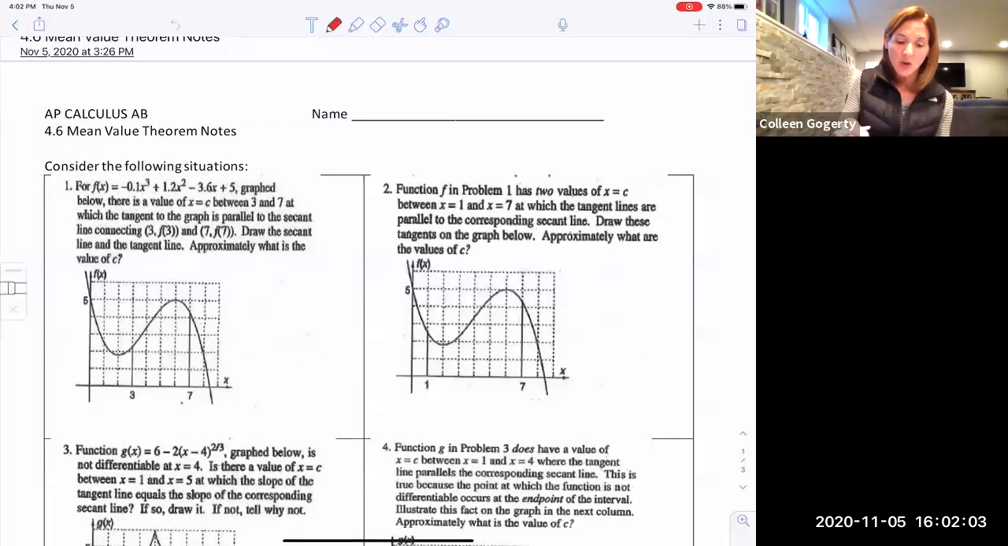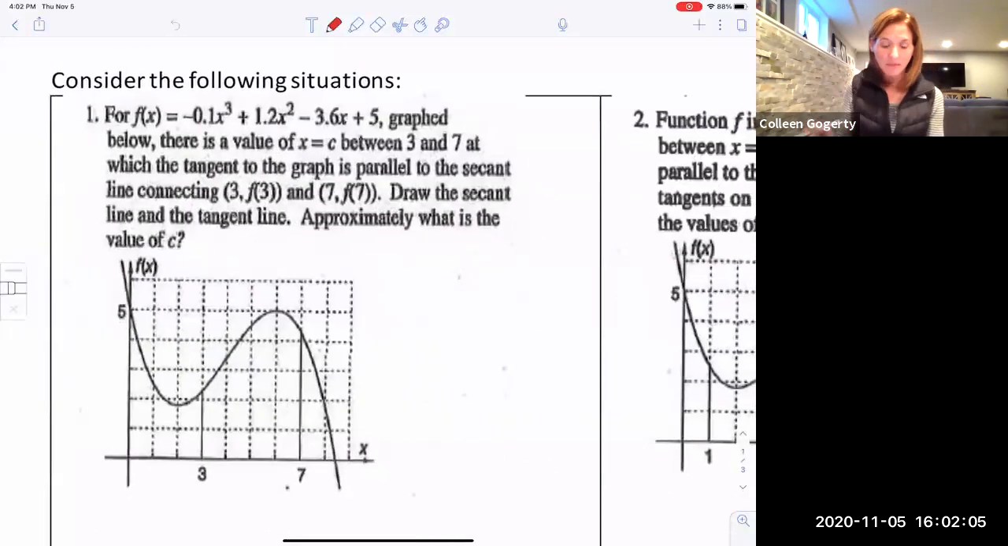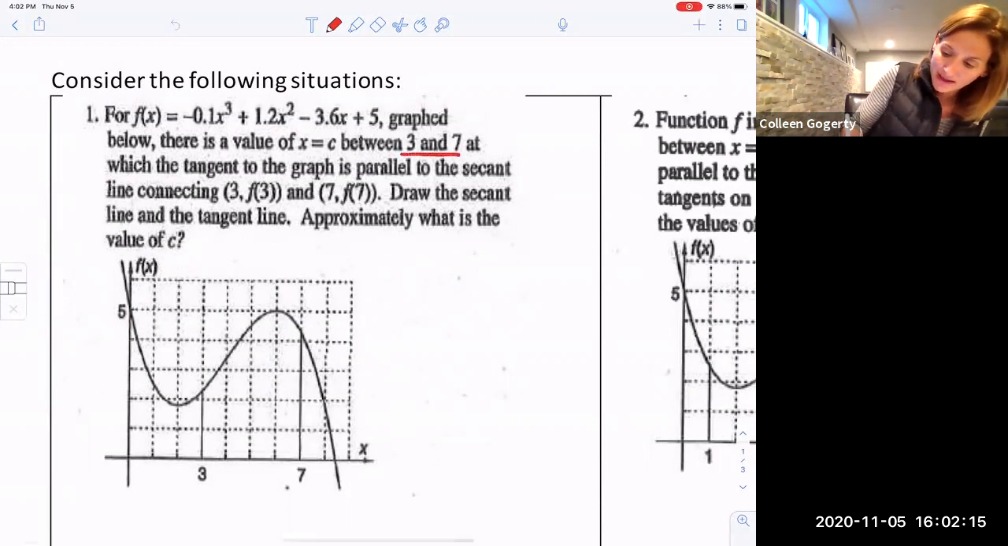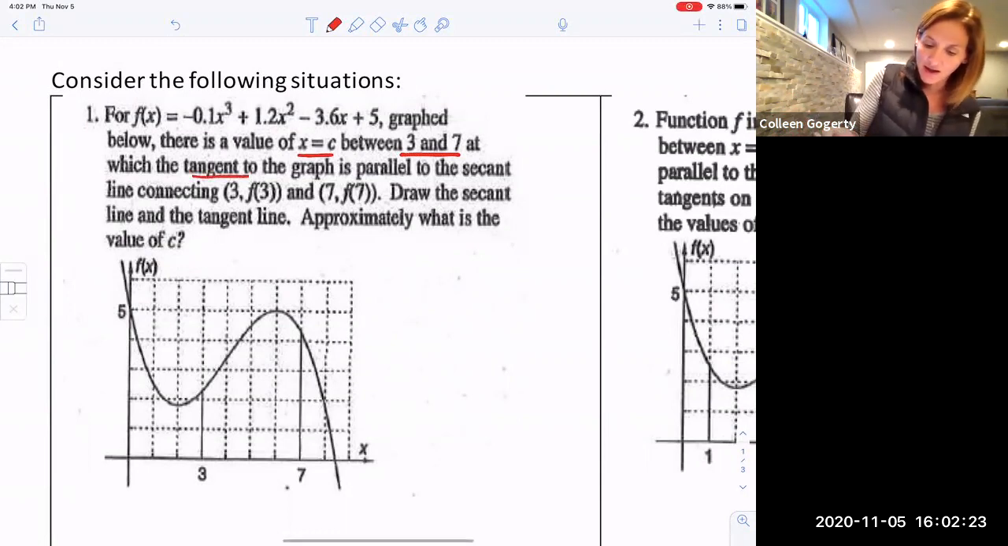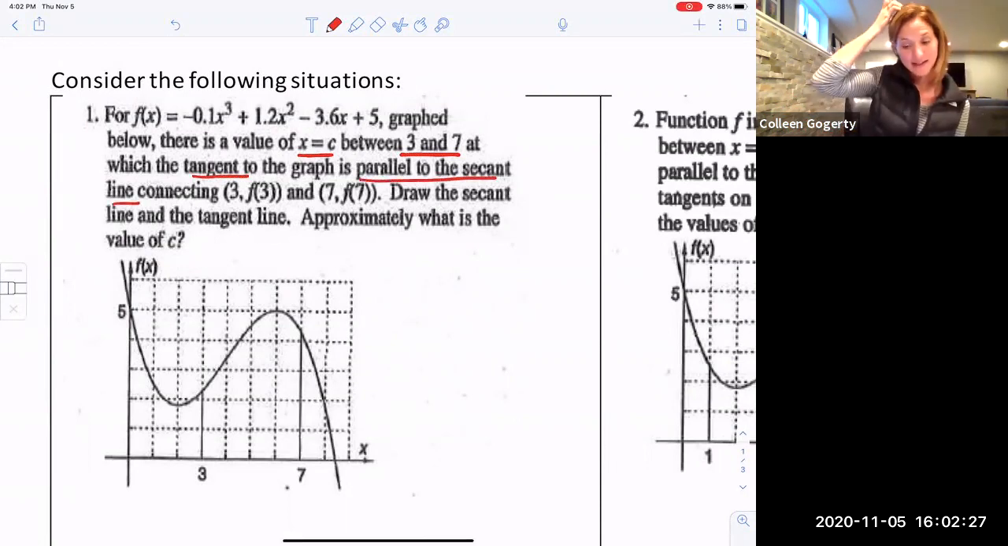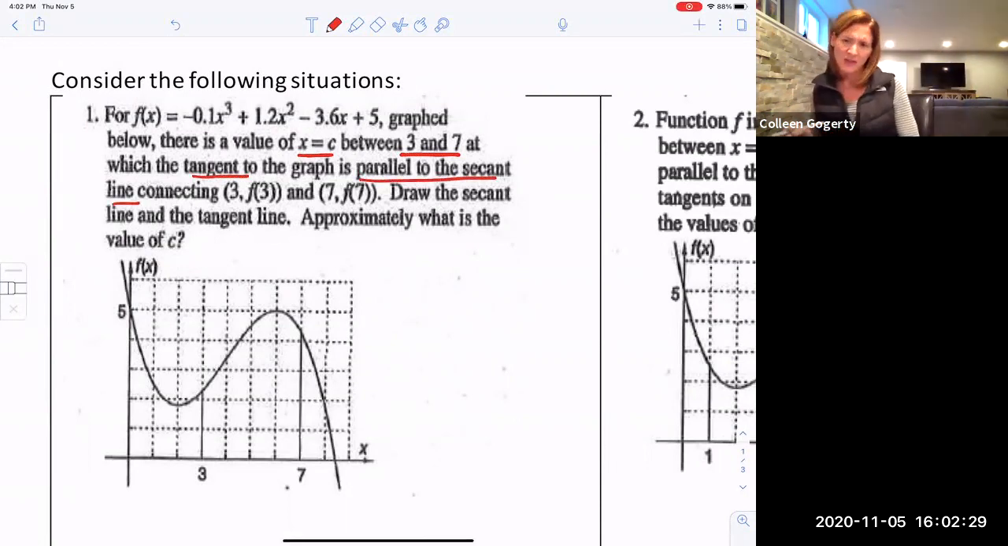Okay, so we have number 1. We have this cubic function, and it's graphed, and it's saying that there is some value c in between 3 and 7. This is an important part of this. So c is in between 3 and 7, and we're saying that there is a tangent line that is parallel to the secant line containing (3, f(3)) and (7, f(7)). Now this is already a mouthful, right?